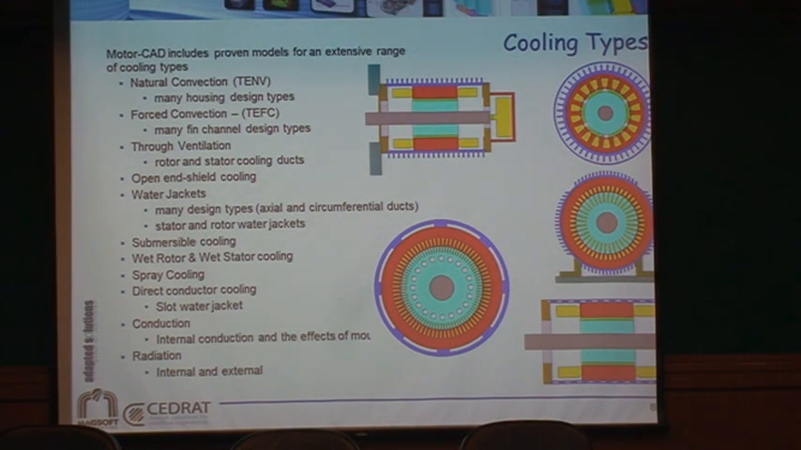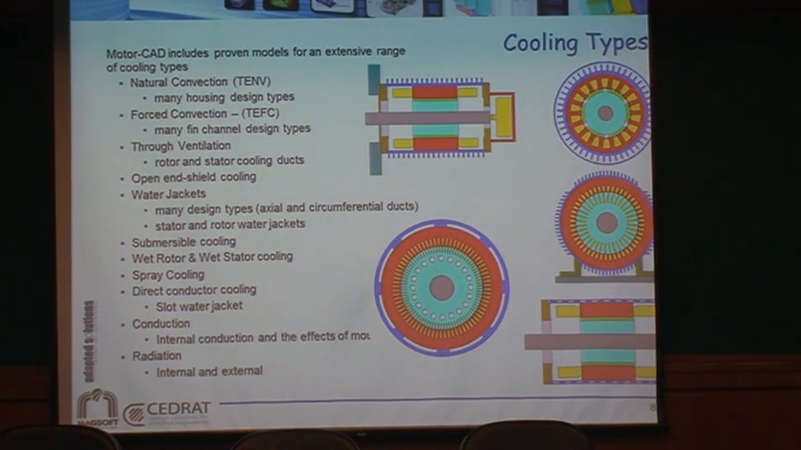So if we look at this, we have totally enclosed, non-ventilated, with different types of design. We have forced convection with many thin channel designs. We can even have cooling on top of it, through ventilation with rotor and stator cooling ducts. So we have ducts that go through the stator and the rotor. We have water jacket, open and closed-circuit cooling. And those jackets could be with axial flow or circumferential flow. We have even stator and rotor water jacket. Actually, we have even slot water jacket now.